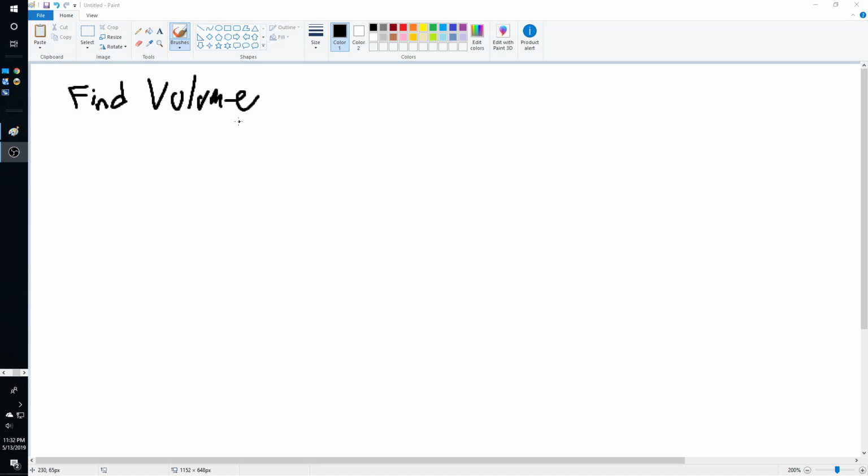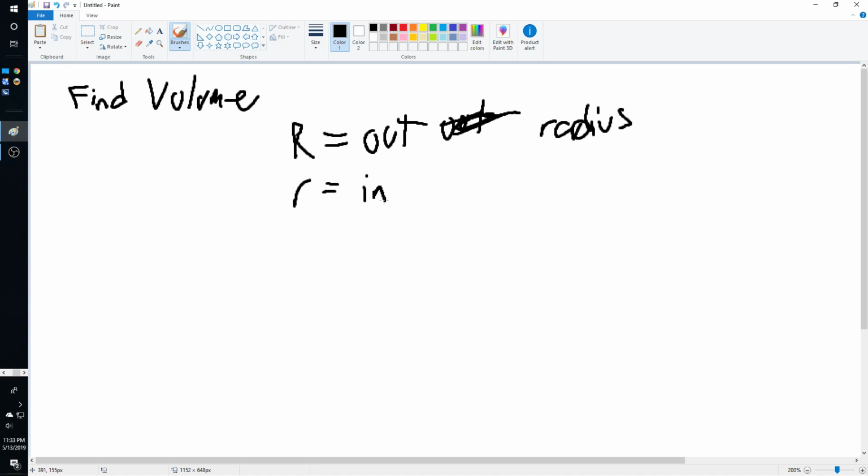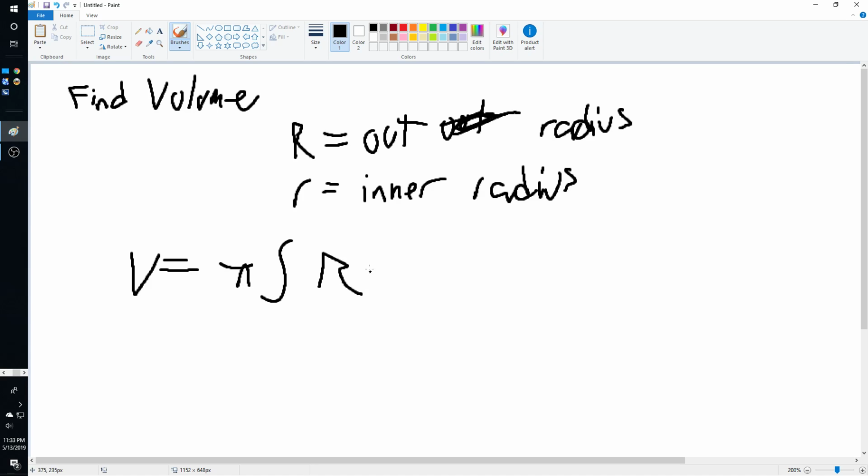To find the volume of an object, basically we're going to use the formula with big R. So R is going to be the outer radius from the rotation, and little r is going to be the inner radius. The formula is V equals pi times big R squared minus little r squared, dx or dy.